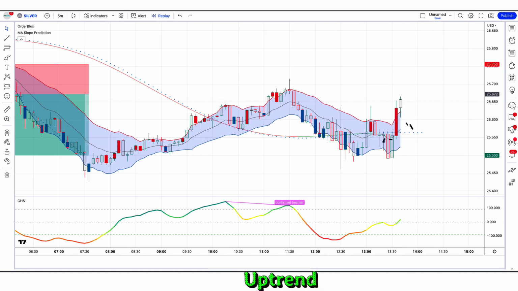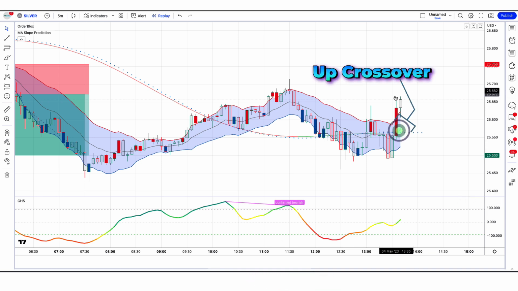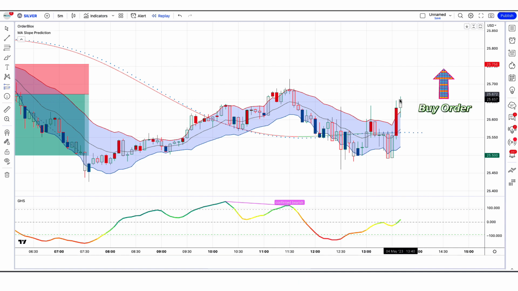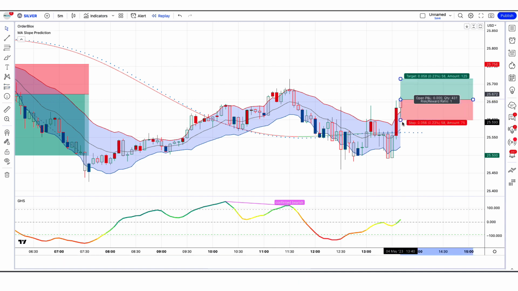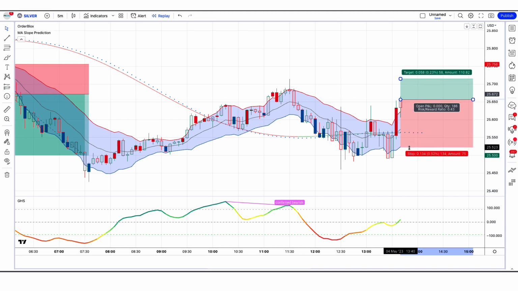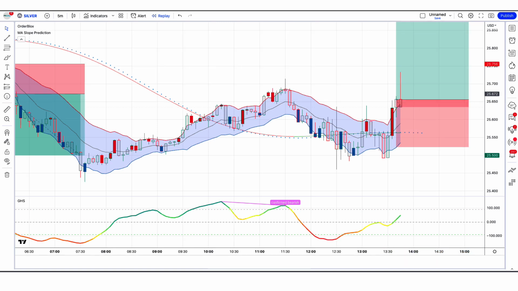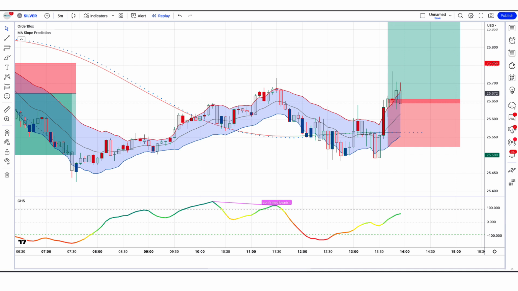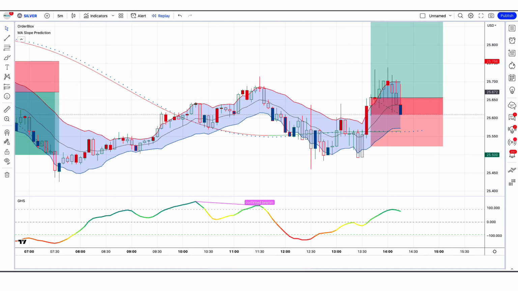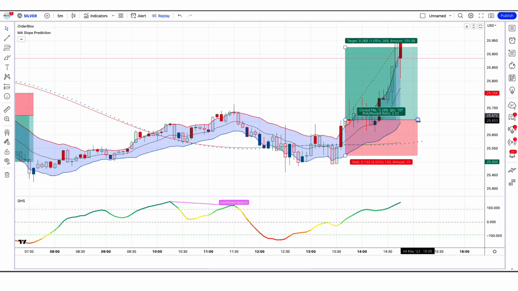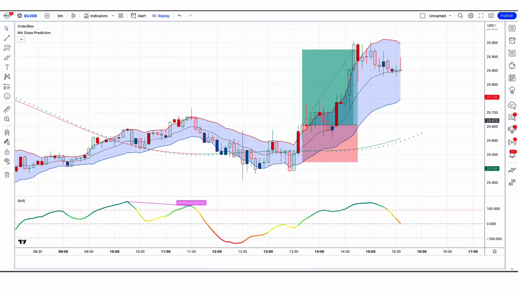The MA Slope Prediction indicator changes from downtrend to uptrend. The market crosses up over the middle line of the order blocks indicator. The God Hunter Scalping indicator histogram is above the zero level. All these conditions are met, so we will place a buy order. Our stop loss will be placed at the lower level of the order blocks indicator, and the risk to reward ratio will be 1 to 2. The market has completely hit the target of the trade. Now we will find other trades.